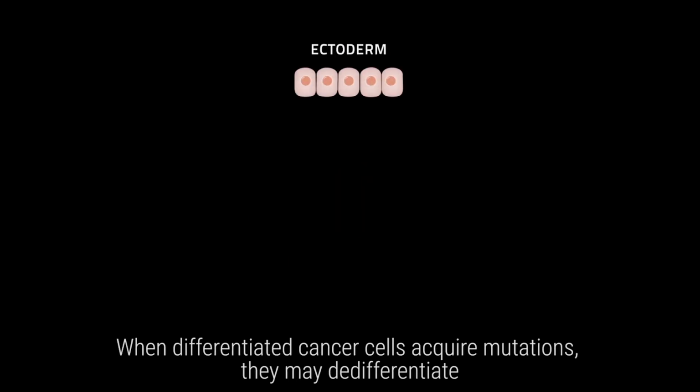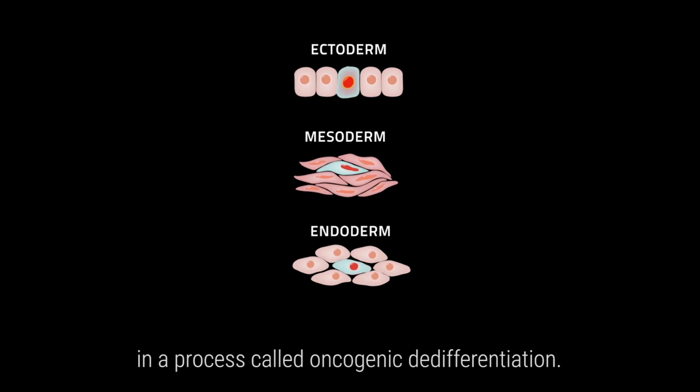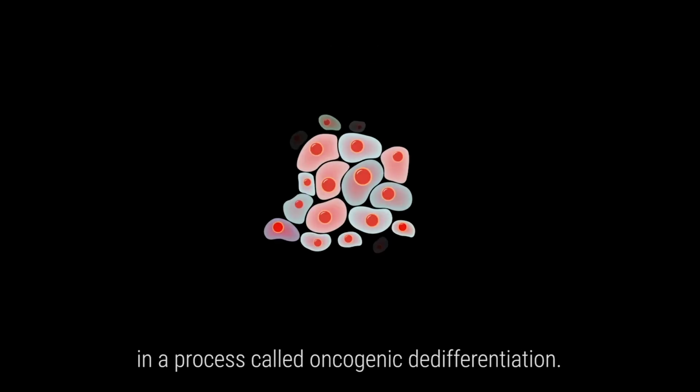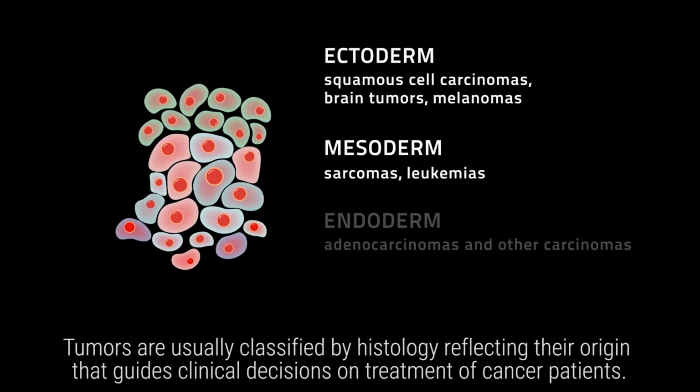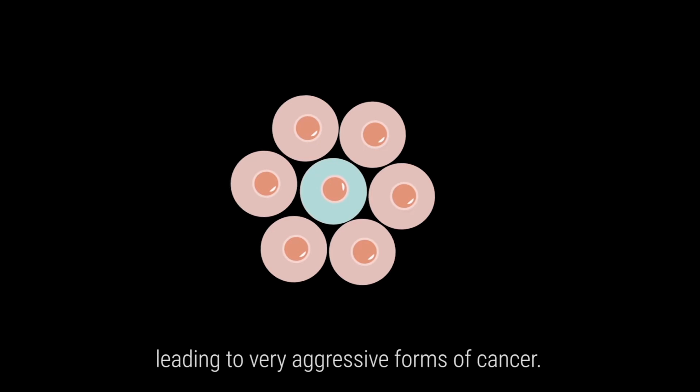When differentiated cancer cells acquire mutations, they may de-differentiate in a process called oncogenic de-differentiation. The tumors are usually classified by histology, reflecting their origin that guides clinical decisions on treatment of cancer patients. Sometimes, such mutations are acquired by stem and progenitor cells, leading to very aggressive forms of cancer.